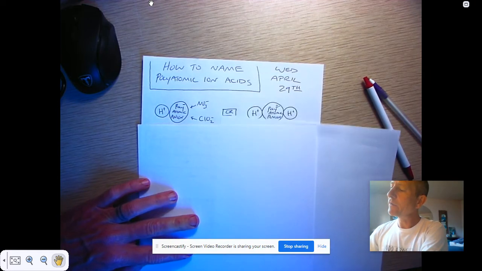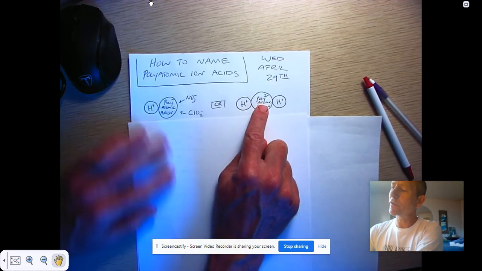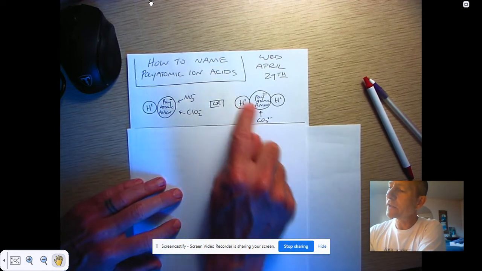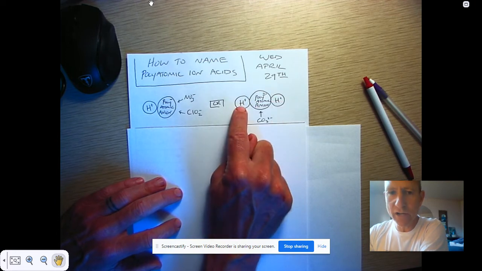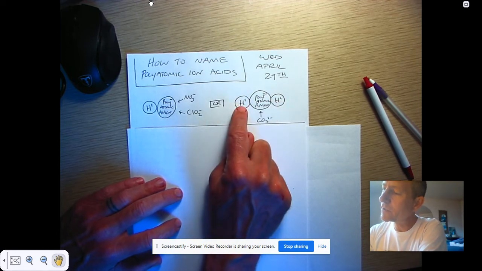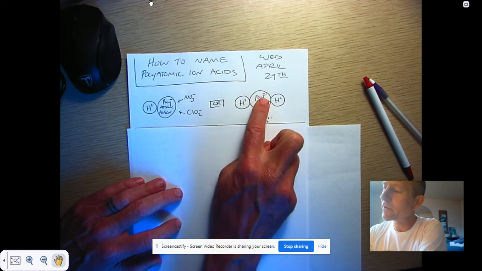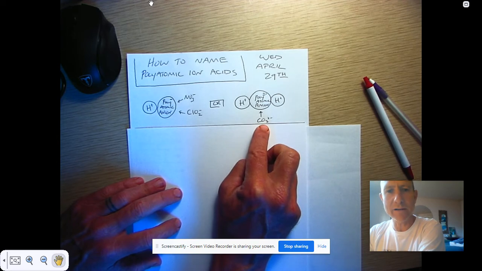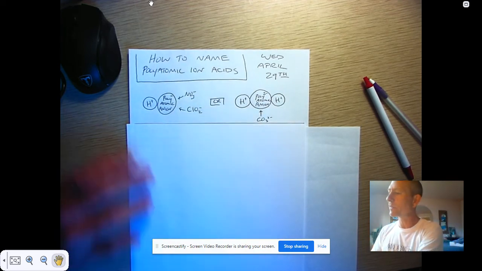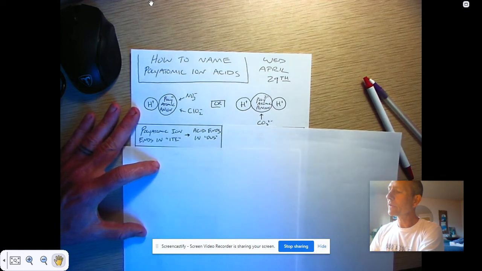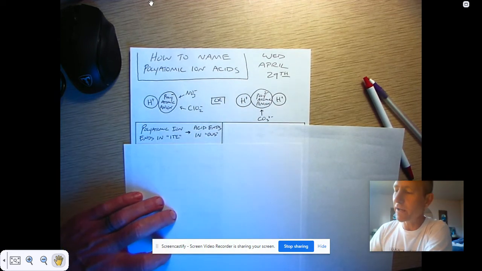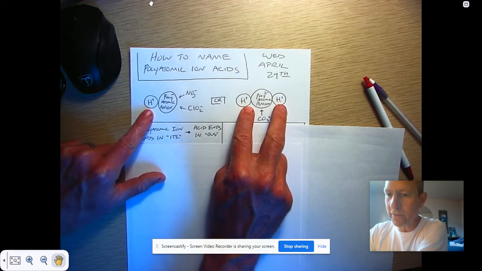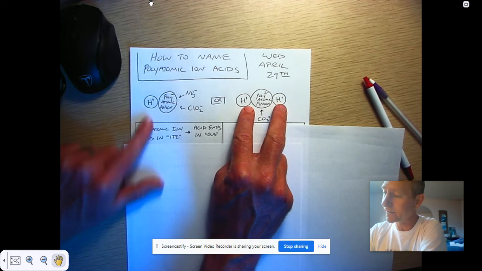But if you had a polyatomic ion with a 2 minus charge, like for example carbonate, then you would need 2 hydrogens because each hydrogen has a 1 plus charge, and you need 2 of those to balance out the 2 minus charge of this carbonate ion right there. So that's the deal with acids made with polyatomic ions. They have as many hydrogen ions as they need to have in order for the salt to be electrically neutral, just like any other salt.